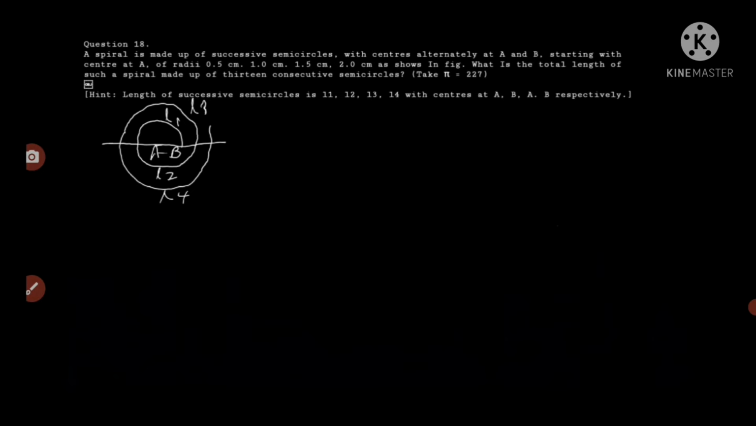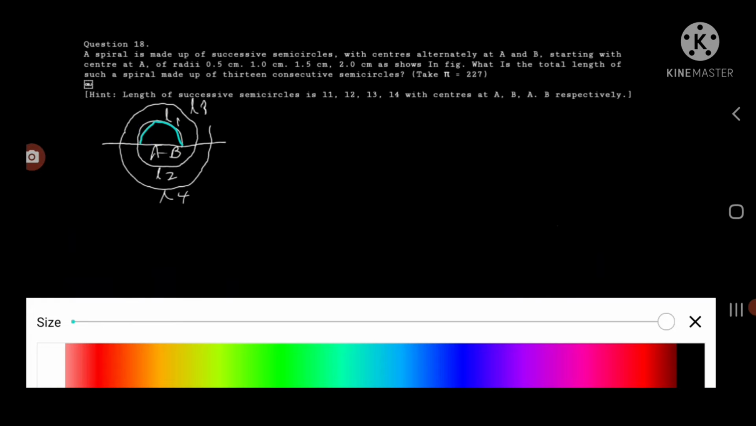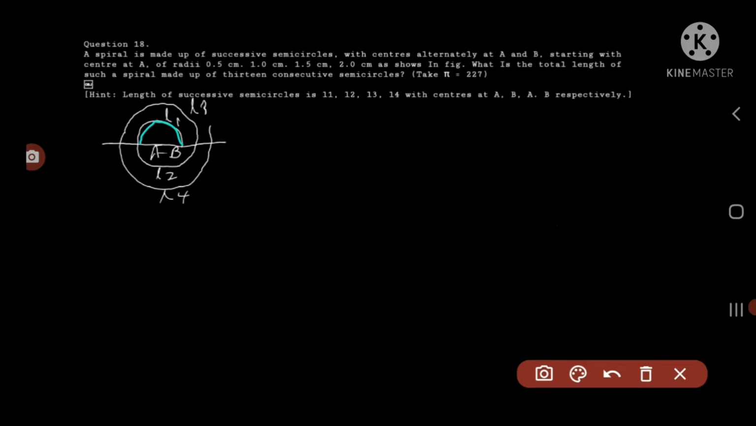See, here is one semicircle, and this semicircle's center is A. Here is one more semicircle, and for this semicircle the center is B. This is L3. This is one more semicircle, for this the center is A. This is the fourth semicircle, and this center is B. Like that, a total of 13 semicircles are there.